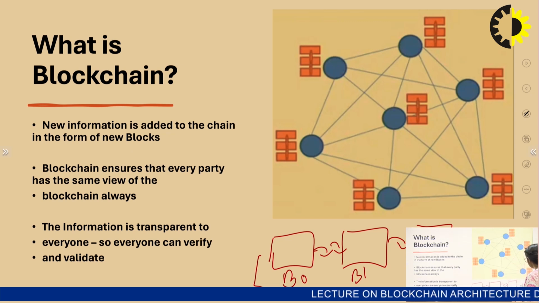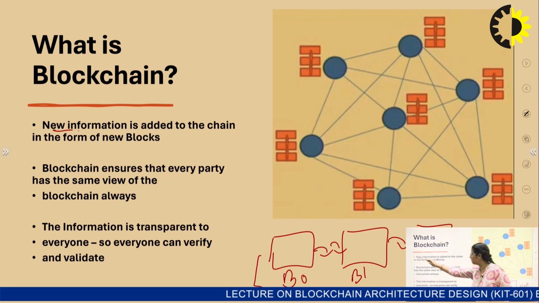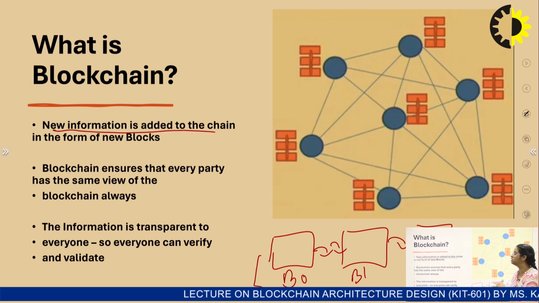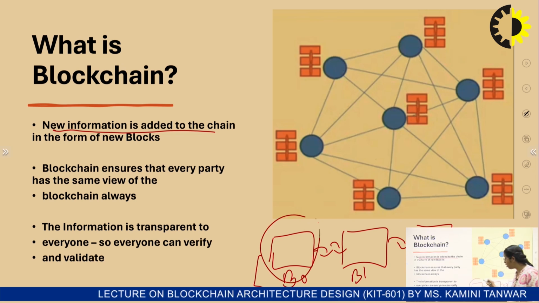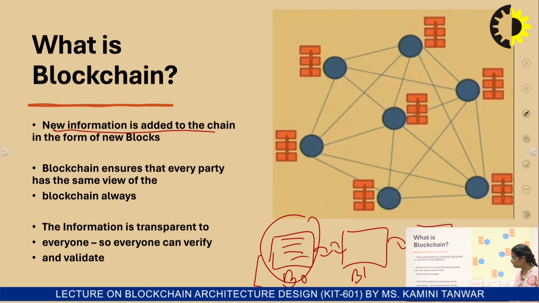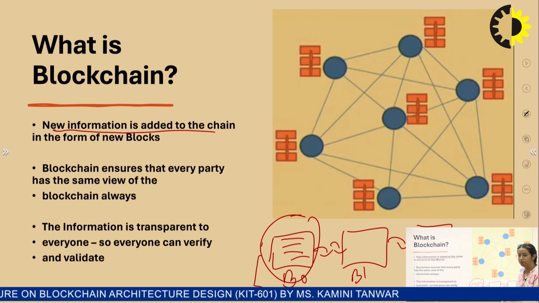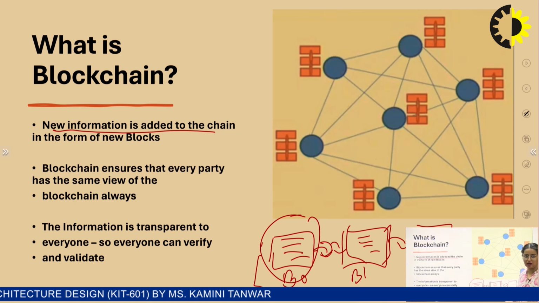So how does blockchain work? I am talking about this statement that new information is added to the chain in the form of new blocks. That means this is a single block. If this storage is completed, or this database is full, then a new block is created and information is now stored in that block. If this fills, then a new block is created again.